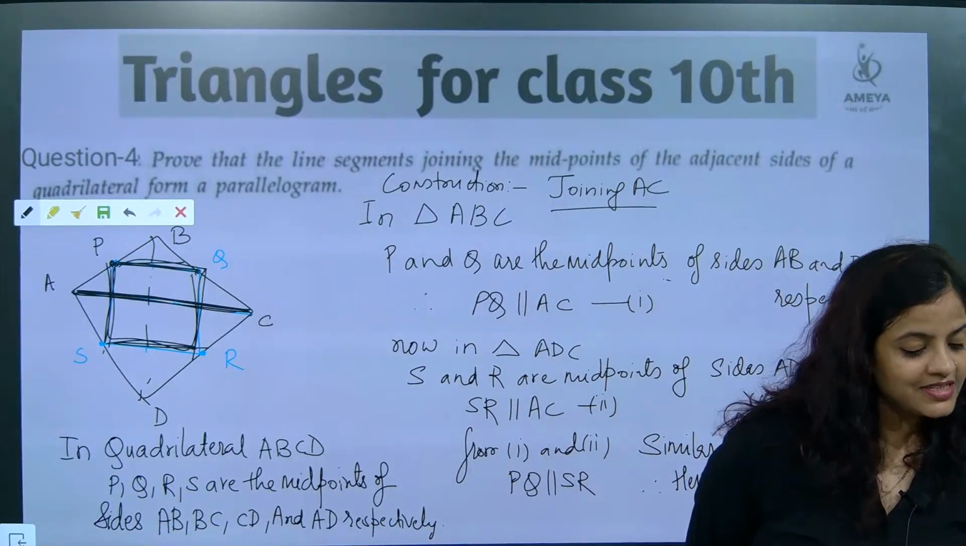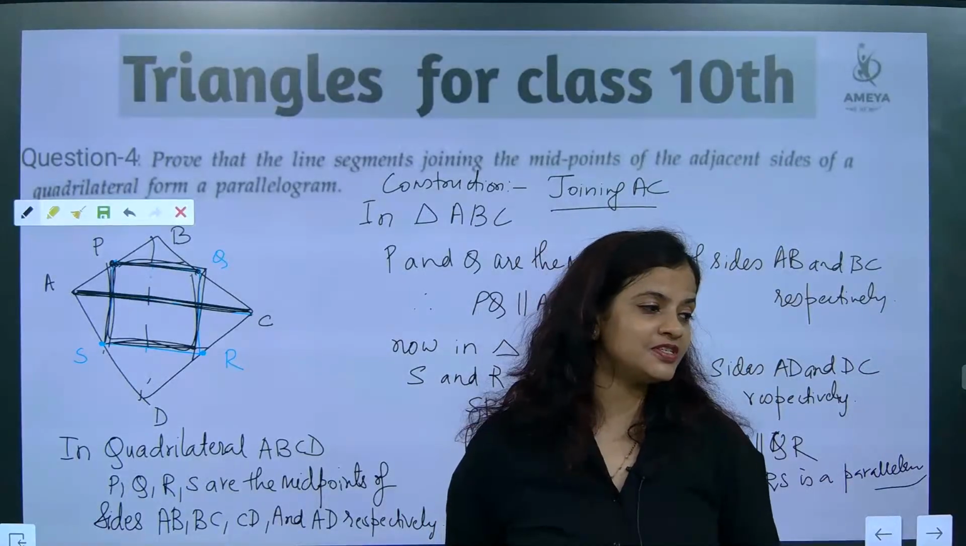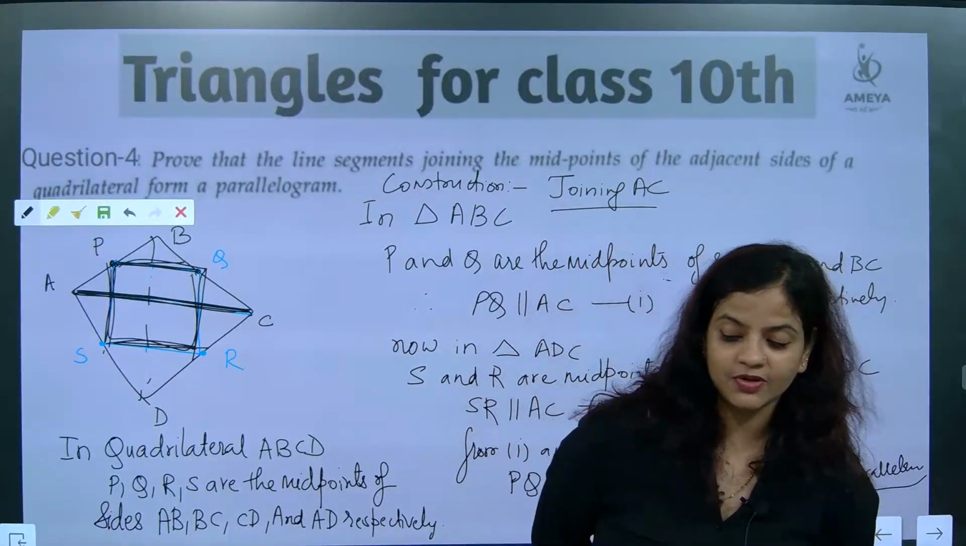For this question, use the formula for cos C plus cos D, beta. Cos C plus cos D is 2 cos of (C plus D) by 2 into cos of (C minus D) by 2. Directly use that formula.